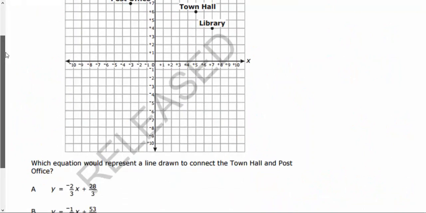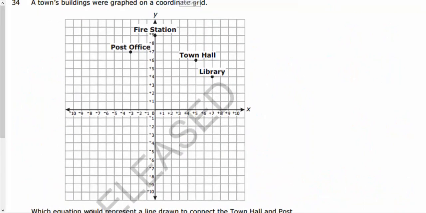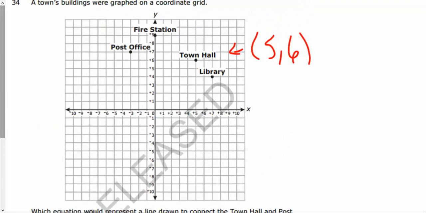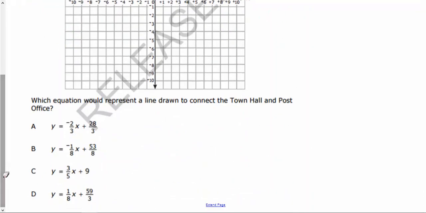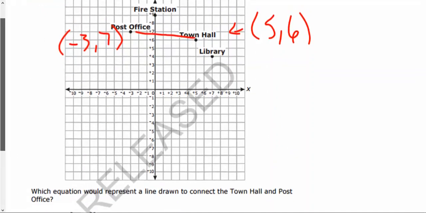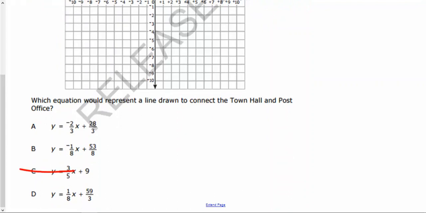Okay, so in this problem, we're essentially trying to figure out the line that would connect Town Hall. So Town Hall's right here. That's the point, let's look at it as 5 comma 6. We're connecting Town Hall to the post office. Post office is negative 3 comma 7. So the first thing I want to do is look at my answers, and most of them aren't great. We could figure out a couple of things. First of all, from the post office to the town hall we should have a negative slope, right? Because the post office is higher up than the town hall. So we can get rid of C and D because we want to have a negative slope.